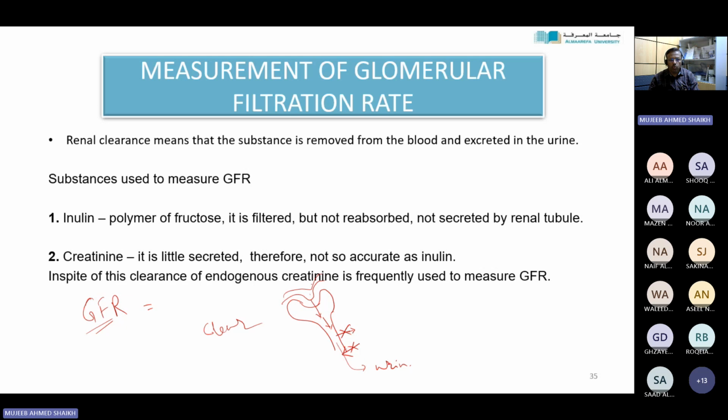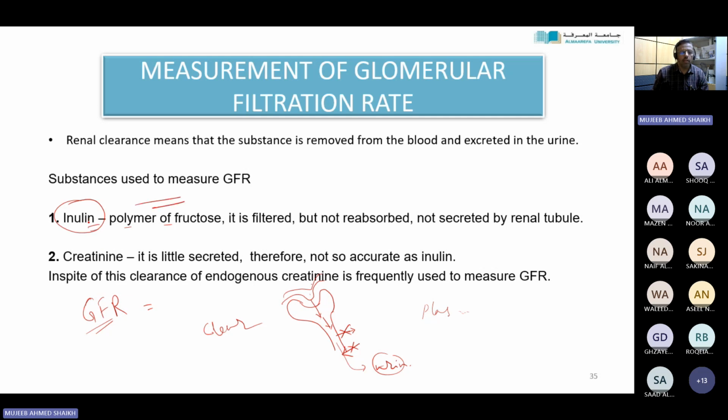So if you know how much is coming into the urine, and you know how much is there in the blood, then you can say the same amount is coming. That means it is equal to the one which is filtered. This is called the clearance method. This much amount is cleared into the urine. So by knowing the plasma clearance of any particular substance, we can know the GFR. Two parameters are there. One is inulin clearance. Inulin is a polymer of fructose, which is filtered, not reabsorbed, and not secreted. If you know the clearance of inulin, you can know the GFR.